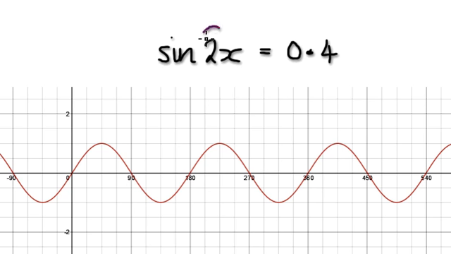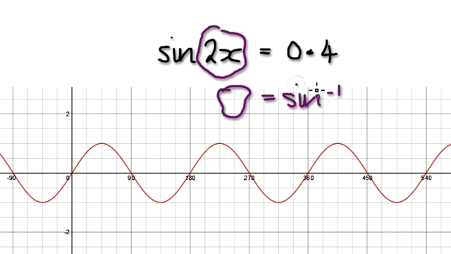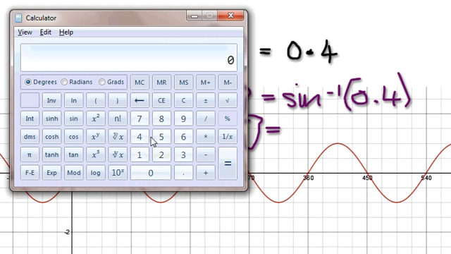Okay, so first step to solve this, imagine this as being in a bubble. So you would inverse sine both sides. Here you've got bubble equals inverse sine of 0.4. Then jump to your calculator: 0.4, and then inverse sine. That will give you 23, rounded off to 23.6.